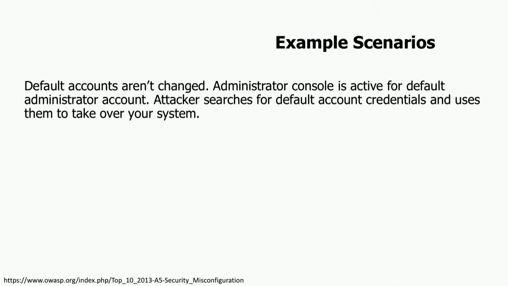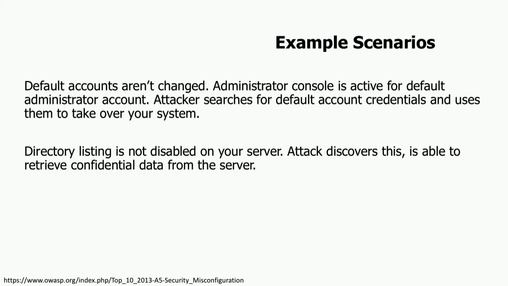So some example scenarios. We've used this type of example so far in this module. One is default accounts aren't changed. The administrator console is active for the default administrator account. Now, isn't that a terrible thing if the administrator account has a default password? And then the attacker just searches for the default account credentials and uses those to take over the system, especially bad if it's an administrator account. Another type of attack: your system has not disabled directory listings. If that is the case, an attacker could navigate through the directory structure and be able to find many files that may not be protected. So you want to make sure, first of all, you secure the files themselves, but another defense in depth scenario says you don't enable, or you actively disable, directory listings.